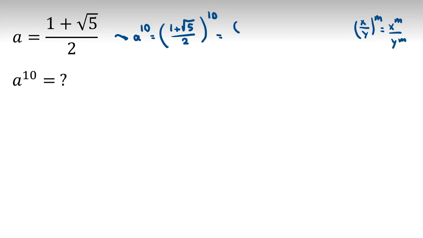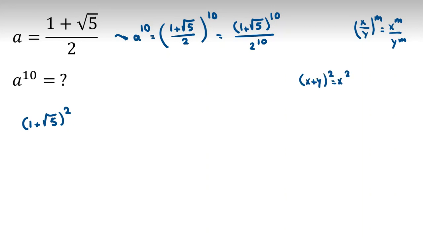And it is equal to (1 plus root 5) to the power of 10, all over 2 to the power of 10. Now I should focus on finding (1 plus root 5) to the power of 10. Let's calculate (1 plus root 5) squared first. Look, (x plus y) squared equals x squared plus y squared plus 2xy.